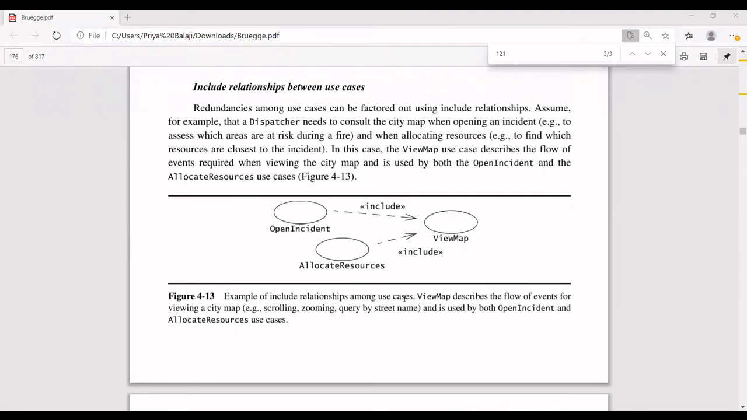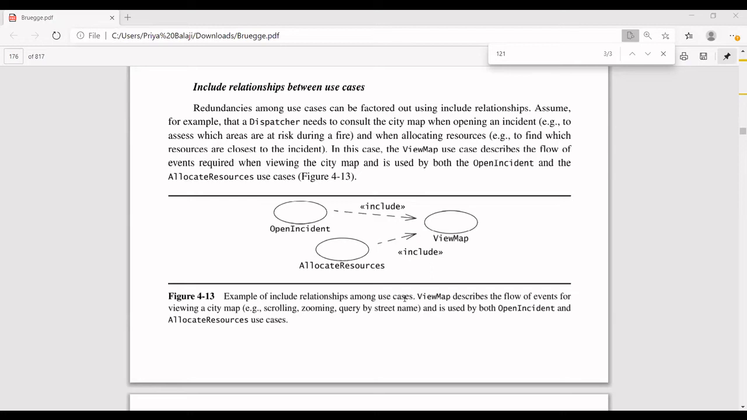What is the include relationship? If you want to allocate resources to a particular location, you should know which location the fire accident or the accident has happened. You should know the exact location where this problem has happened. To know the exact location, you need the map. Without the map, you cannot know which area. It might be in Bangalore, but which part of Bangalore has the problem? We will not know without the map. So you need to have the map. It is a must-have use case inside your application. Then you have to use your include relationship.